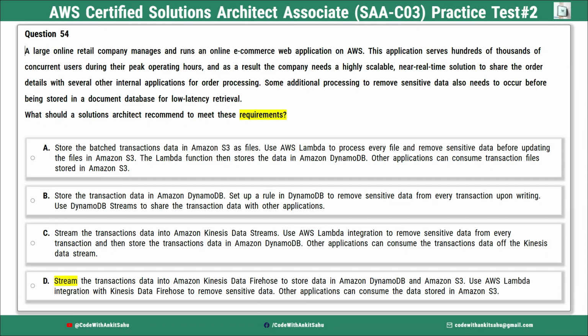Option D. Stream the transactions data into Amazon Kinesis Data Firehose to store data in Amazon DynamoDB and Amazon S3. Use AWS Lambda integration with Kinesis Data Firehose to remove sensitive data. Other applications can consume the data stored in Amazon S3.